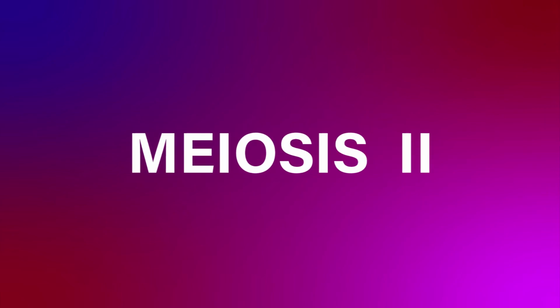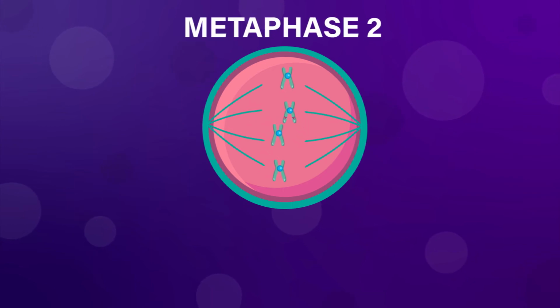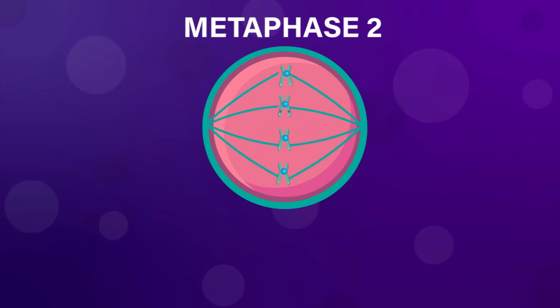Unlike meiosis 1, meiosis 2 does not begin with the cell's DNA replicating. In prophase 2, again, the nuclear membrane decomposes and sister chromatids condense and become more visible. Unlike prophase 1, no crossing over occurs here. In metaphase 2, chromosomes will then arrange themselves along the metaphase plate.